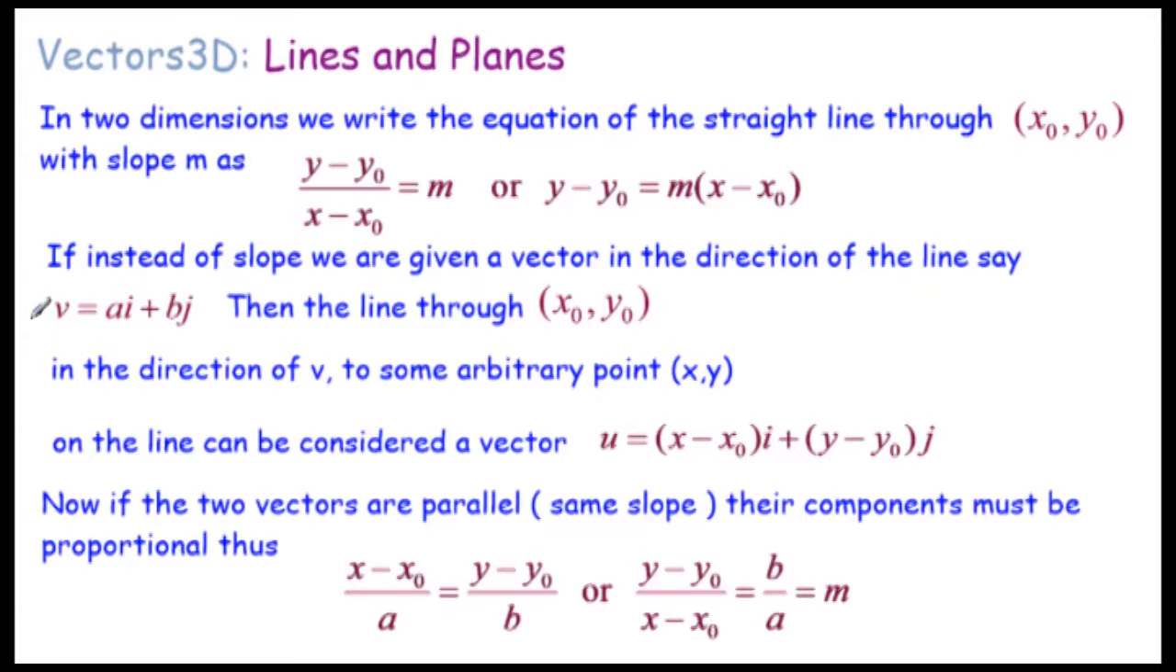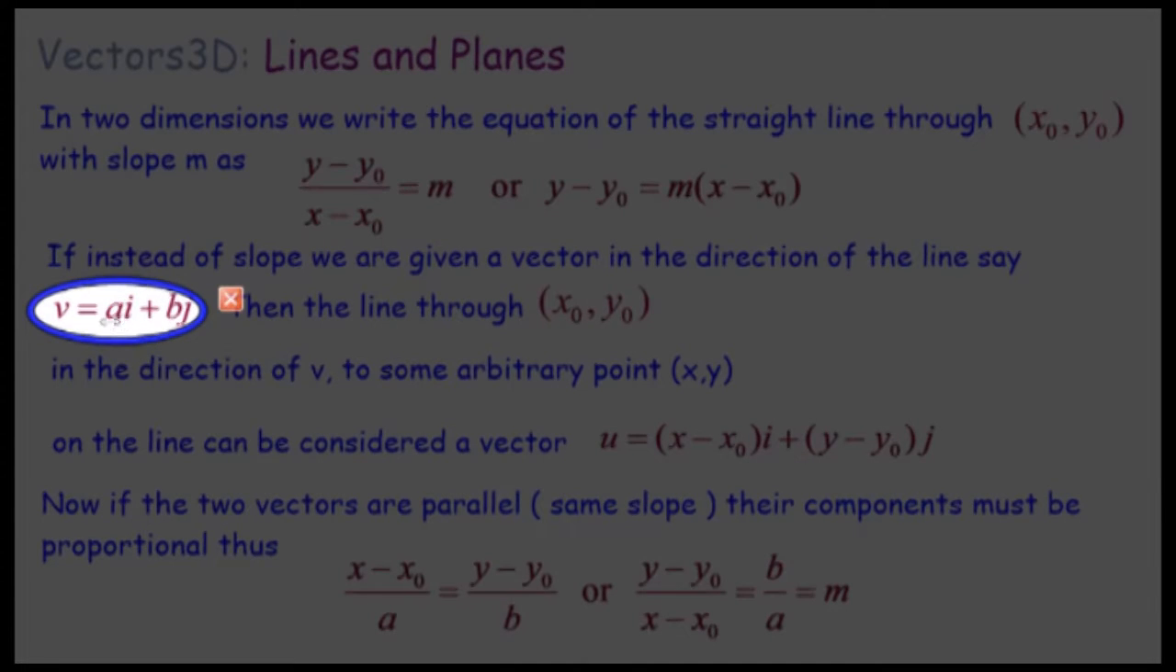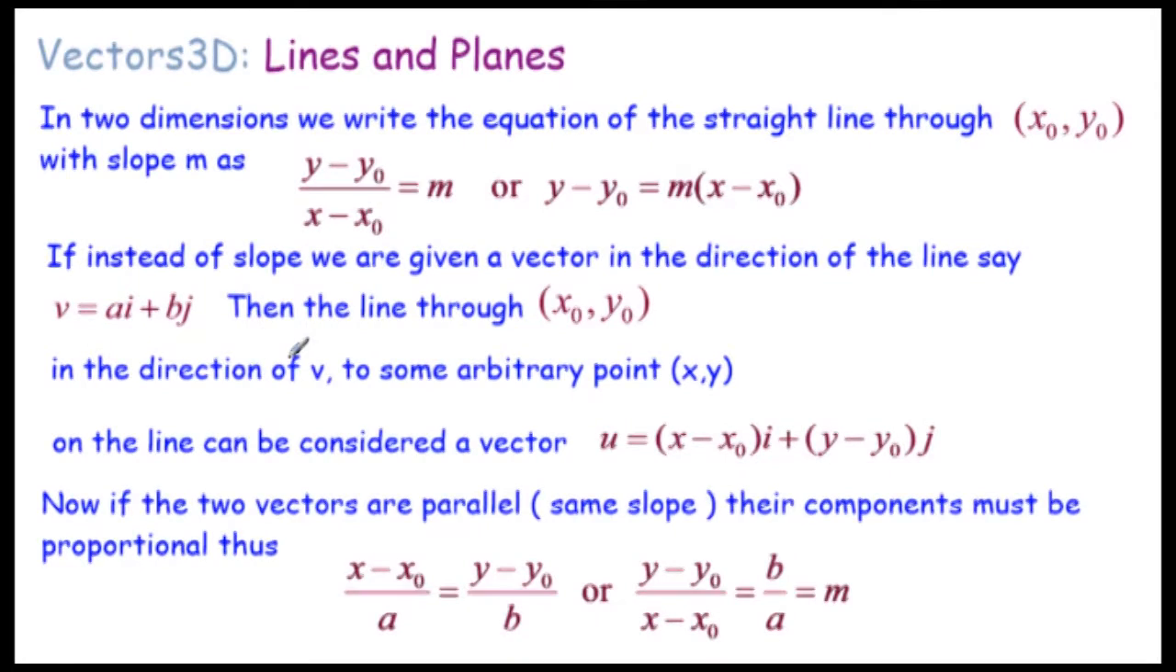So the vector in the direction of the line is this one over here. It's called v, and it's ai plus bj. You probably remember that i and j are unit vectors: i is in the x direction and j is in the y, and obviously k is in the z, but we'll come to that shortly. So we now have a vector in the direction of the line.